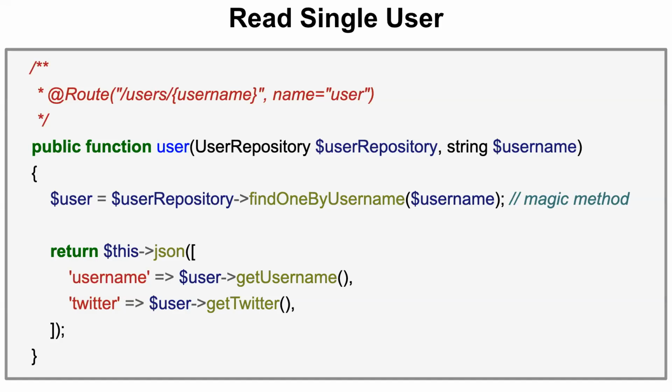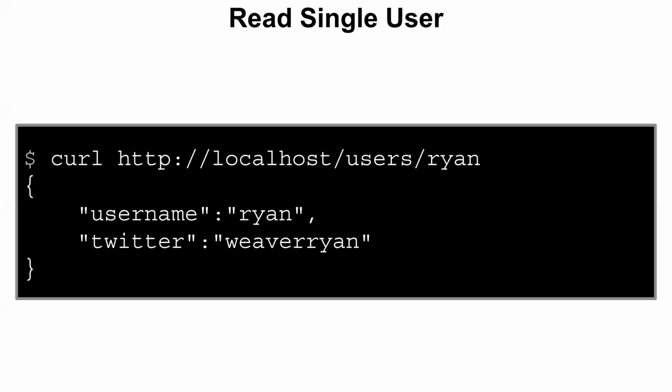So if you want to update the user method that returns one user object, again, we're using that findOneByUsername method, and we're going to return an array of data to the JSON method that basically returns the username and the Twitter handle. So now when I execute that one action for the user named Ryan, I'm going to get back a JSON object, and you'll see that the Twitter handle is updated based on the request we made previously.